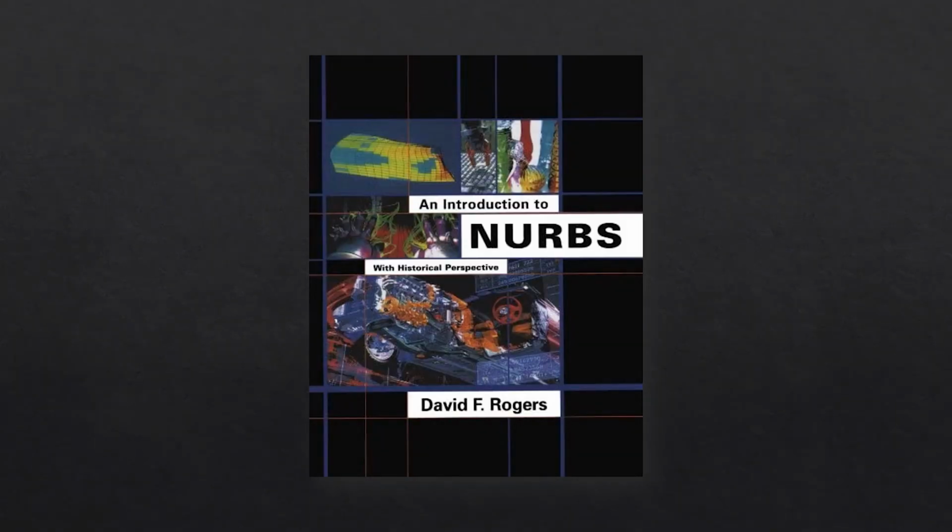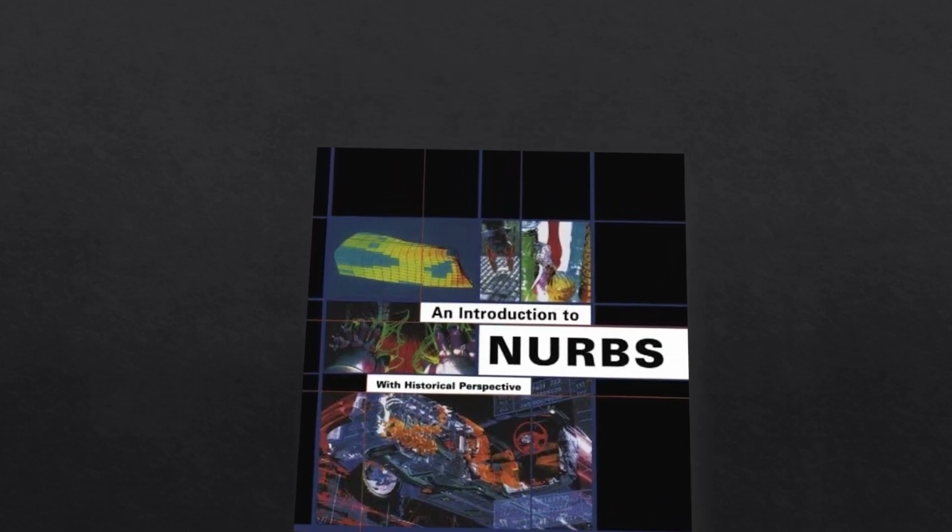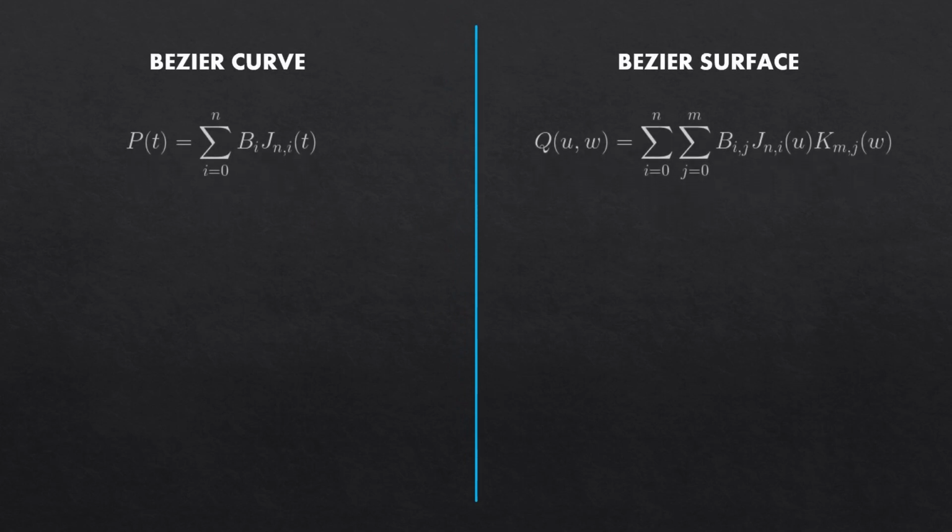I will be using this book as reference. It is called An Introduction to NURBS with a Historical Perspective by David Rogers. If you go to chapter 5, you will find Bezier surfaces, and the only thing I want to show you are the mathematical definitions. I want to first compare it to the Bezier curve definition. Here you can see that now we have two summations. Might look difficult, but it's actually really not. All this means is that we will have two for loops instead of one.